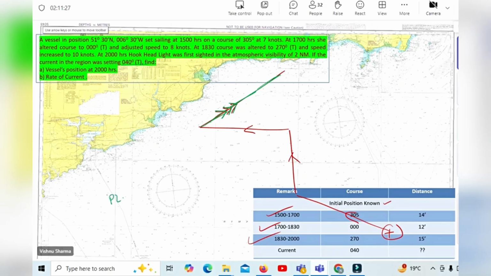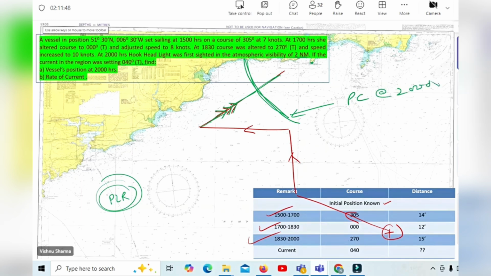We'll calculate the PLR. GR will definitely be more because visibility is just 2 nautical miles. We'll open our compass equal to PLR, put our compass at the hook head light, and whatever is the PLR, you'll cut that with a circle here. This is the PC at 2000 hours. And if the ship has to be on this green arc and on this green straight line, then the vessel will be nowhere else but where the two intersect. Am I clear, beta?